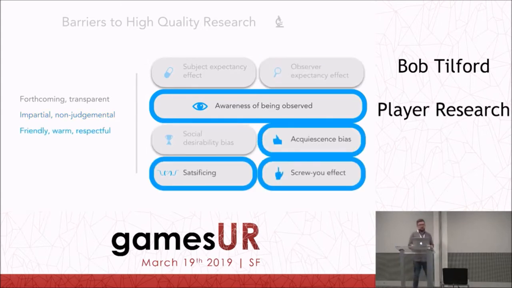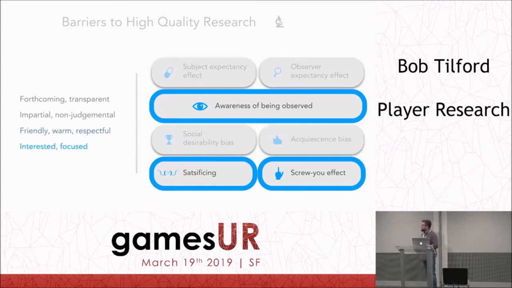We can try to be friendly, warm, and respectful in our tone. In doing so, we can hope to put participants at ease, making it clear that we're on their side. In fact, it's been shown that a more supportive, warm demeanor actually reduces false acquiescence, or agreeing with stuff just for the sake of it. And then finally, we can endeavor to come across as interested and focused on the participants. We can make it clear that we value what they have to say and that we validate their experiences.